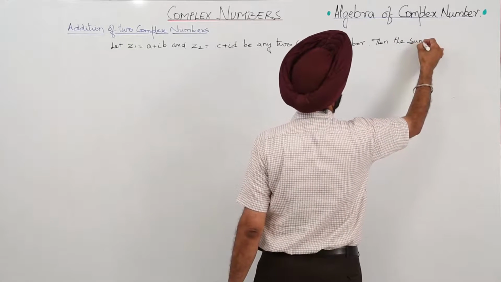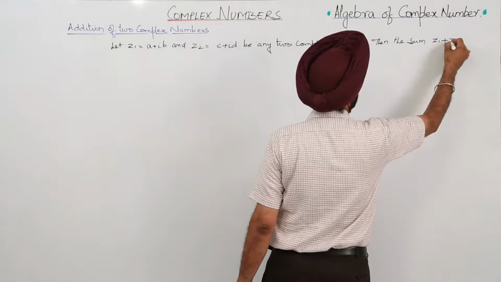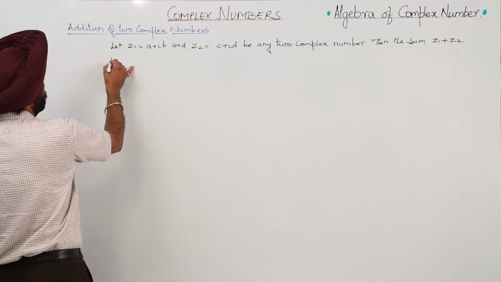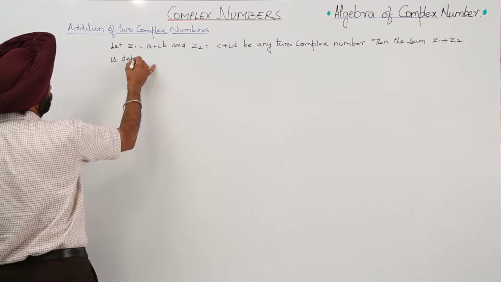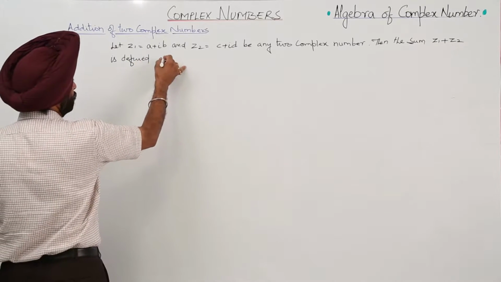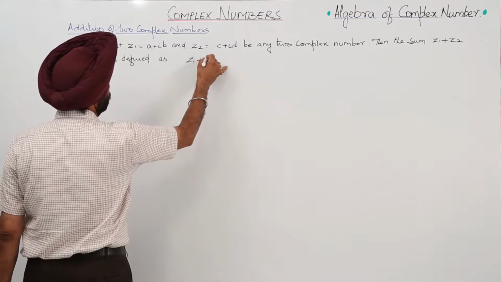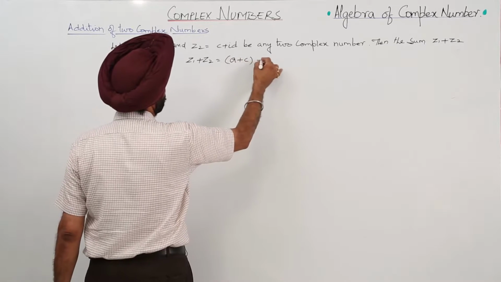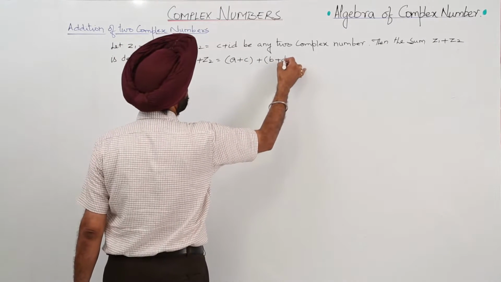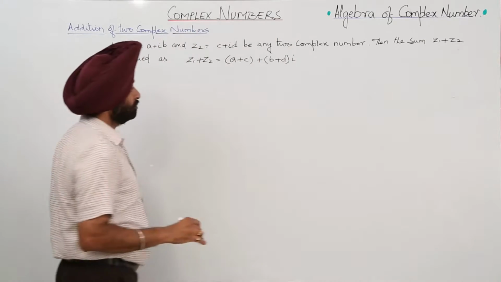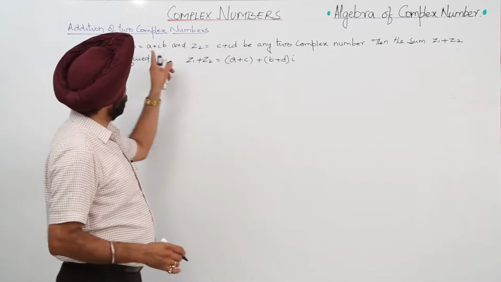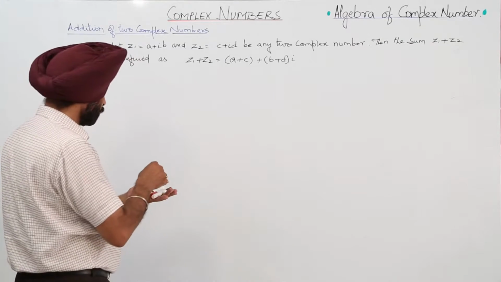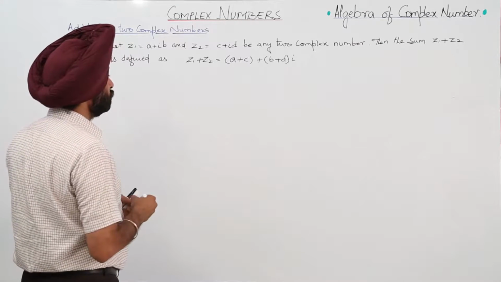the sum z1 plus z2 means addition for two complex numbers. The sum z1 plus z2 is defined as z1 plus z2 is equal to a plus c plus b plus d with iota. Now what does this mean? Real with real, imaginary with imaginary. So this is the definition for the addition for two complex numbers.